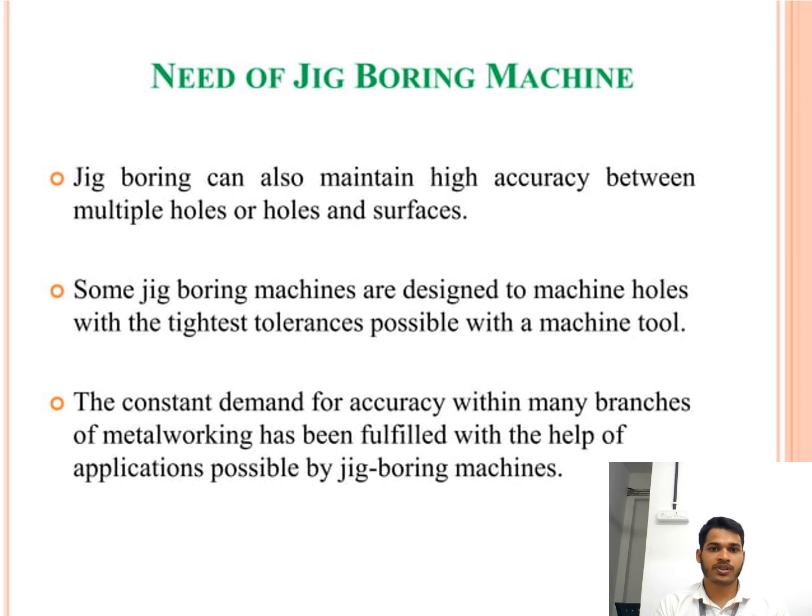Jig boring can also maintain high accuracy between multiple holes, or between hole ends and surfaces, and that's why we use this machine for mass production. Some jig boring machines are designed to machine holes with the tightest tolerances possible with machine tools. The constant demand for accuracy in many branches of metalworking has been fulfilled with the help of jig boring machines, and they are largely applicable for mass production and also used in various industries.